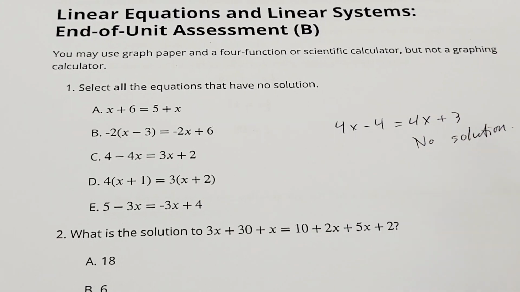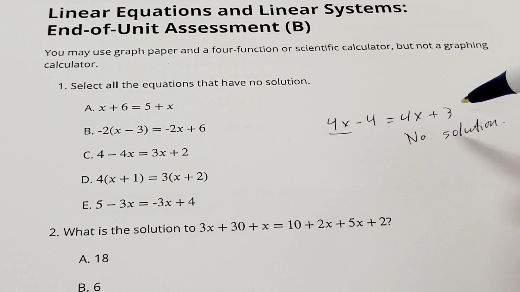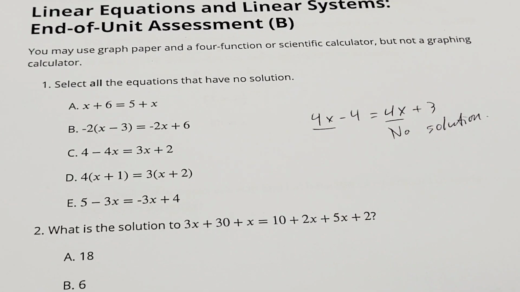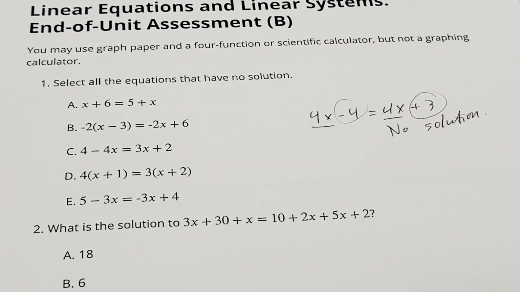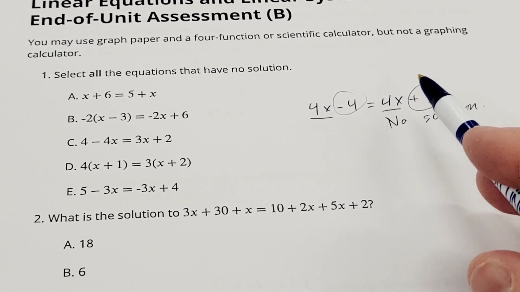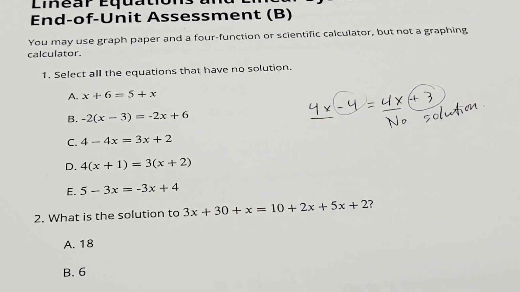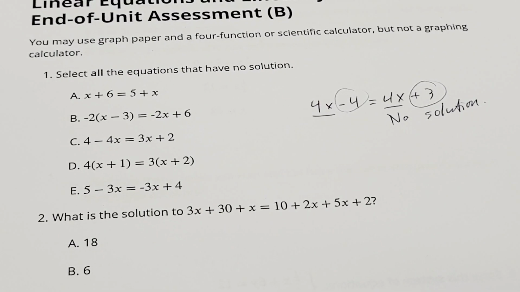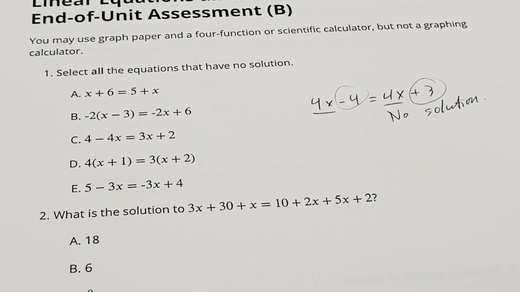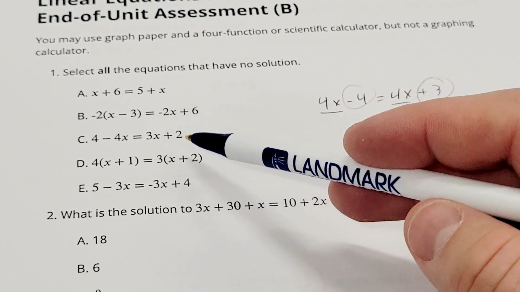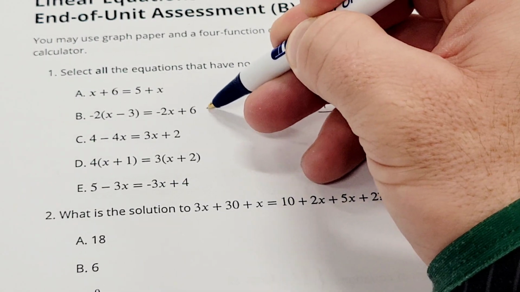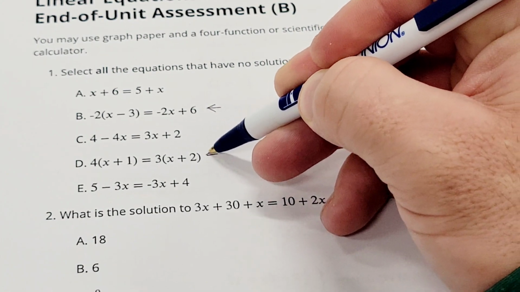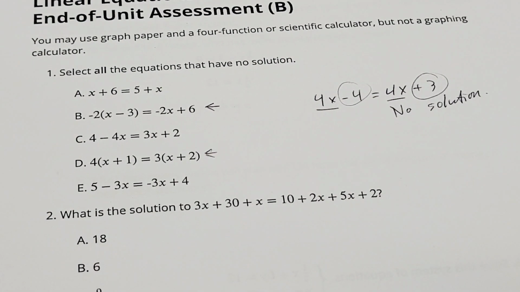That's no solution because the variable terms are the same, however, the non-variable terms are different. And through actually trying to solve this, we would see that there is no possible way to find a solution for x. So that's what I'm looking for in these. However, if I look at a few of these, like b and d, I can't really make that decision right now because they're not simplified.